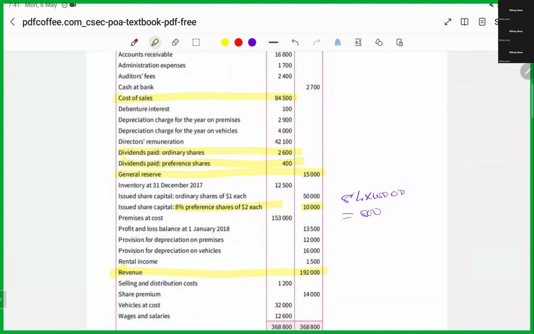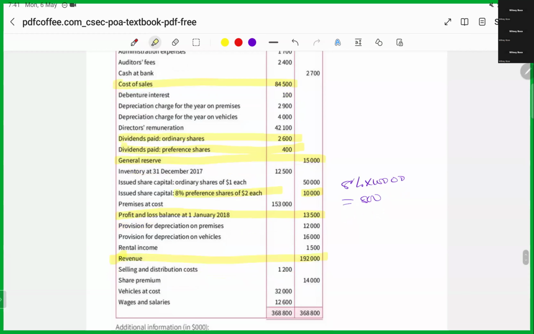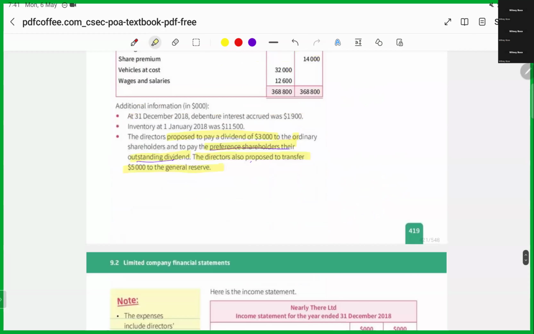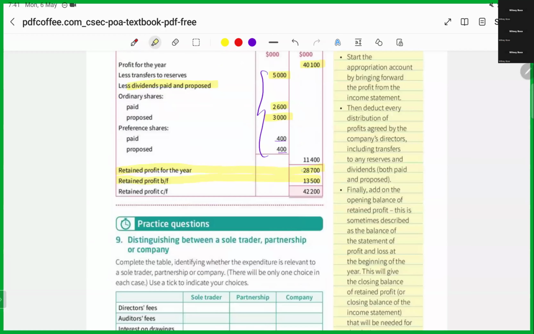Here we go. Profit and loss account balance at the 1st of January 2018. At the beginning of this financial year, retained profit was 13,500. That's what your profit and loss balance showed. Same thing as retained profits brought forward. So you add the retained profits brought forward, which is $13,500. When you add that to the retained profits for this year, which is 28,700, you get your retained profits that you'll be carrying forward to the following year, which is 42,200.